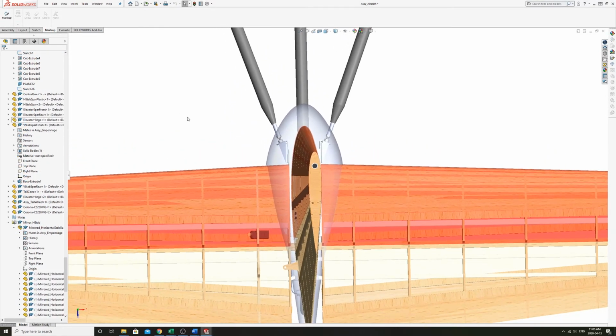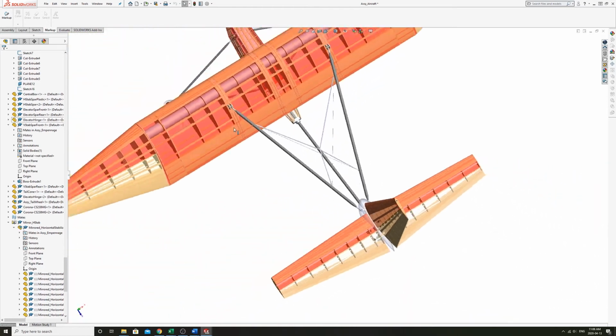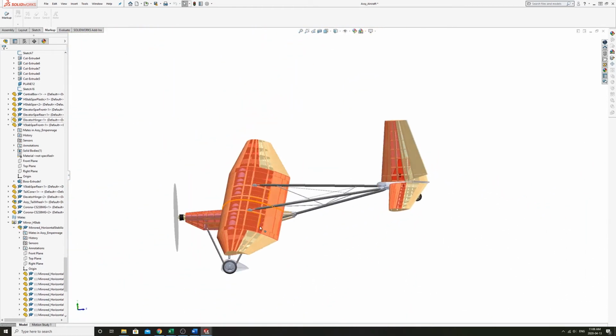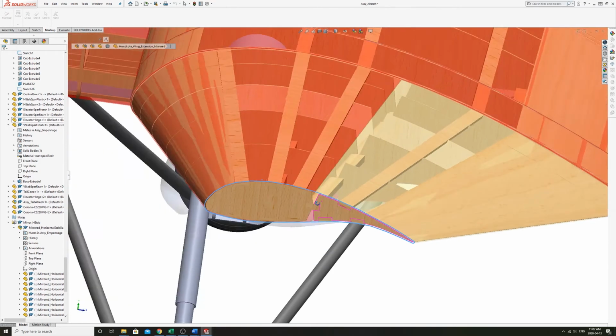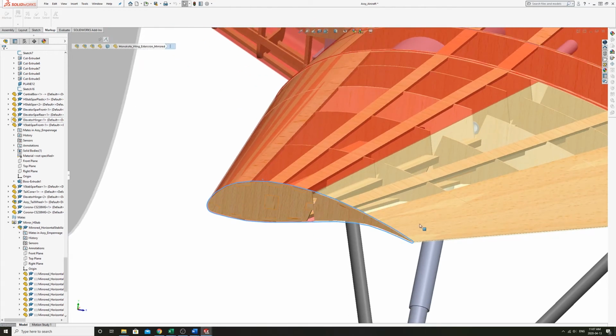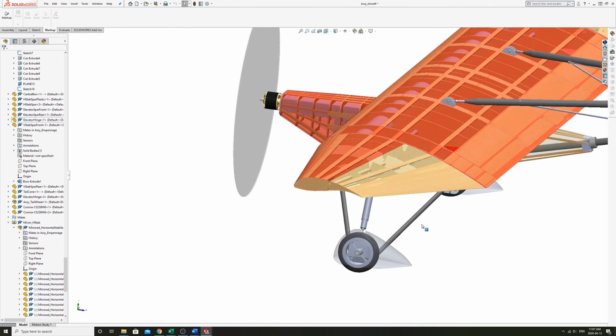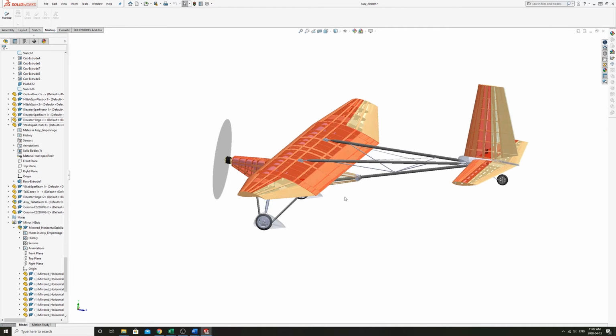So these airfoil curves are splines that are defined by a set of points. We don't see the points in the final parts here, but those points do define those curves.